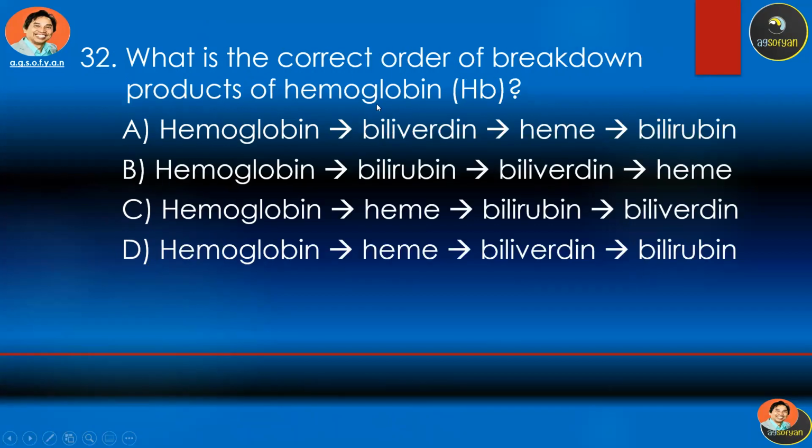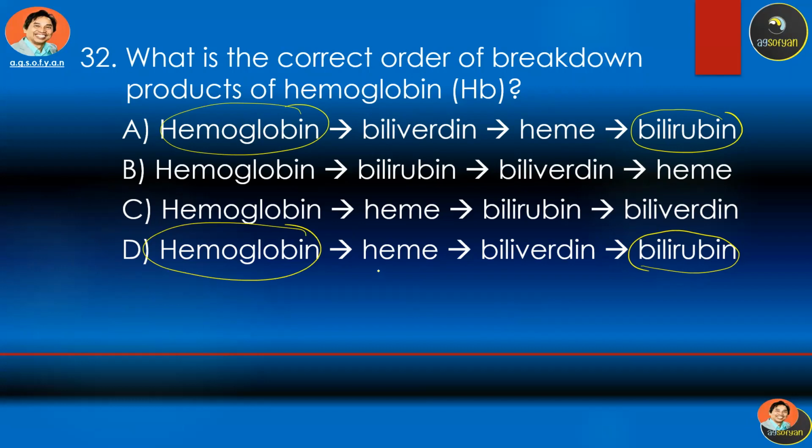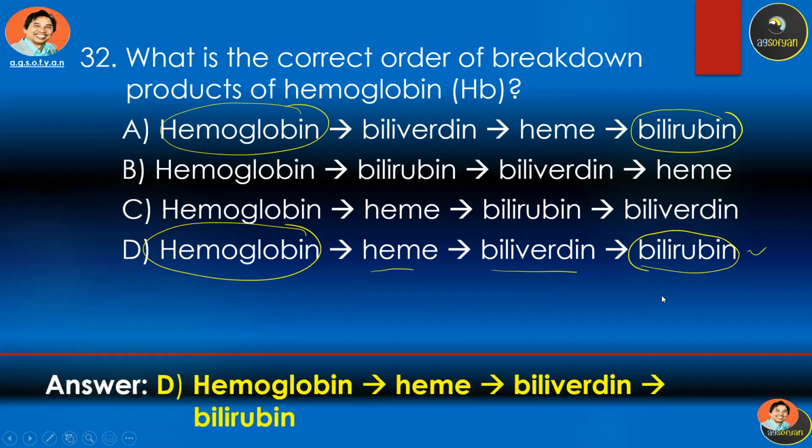What is the correct order of breakdown products of hemoglobin? A, B, C, or D? Okay, so remember the final product will be bilirubin. So look at this one, start from hemoglobin. From hemoglobin, it becomes heme, and then biliverdin, and the last one will be bilirubin. So D is the answer.